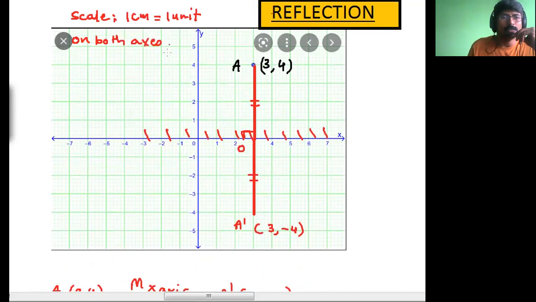Are you understanding? So what do you mean by that? 1 centimeter equal to 1 unit. So this is 1 centimeter, it's 1 unit. On both axes, on the x axis as well as on the y axis. So that is a scale.